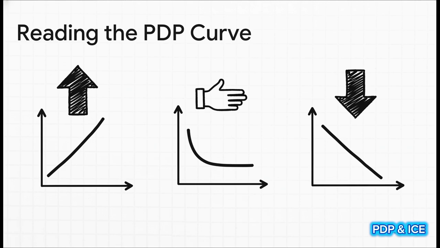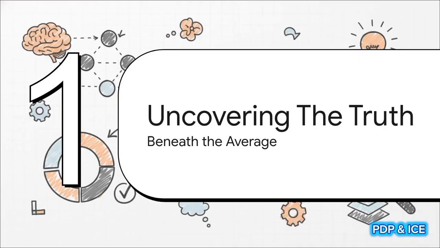The shape tells the story, but the average, as we all know, can be deceiving. What could it be hiding? To find out, we need a new tool. It's called the Individual Conditional Expectation plot, or ICE.